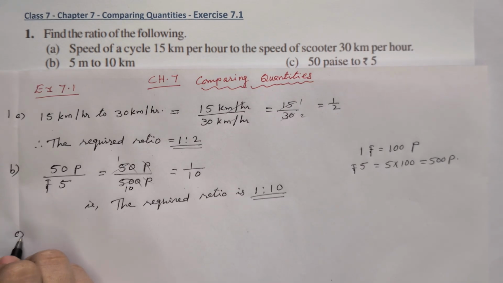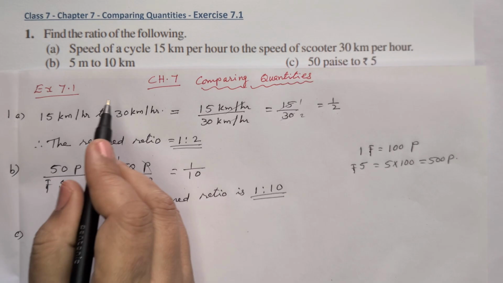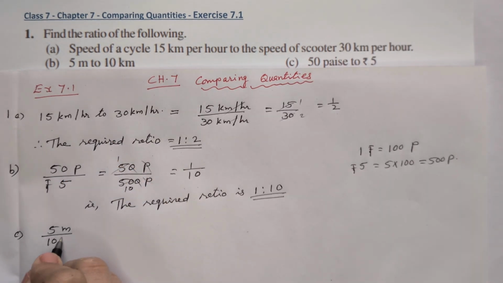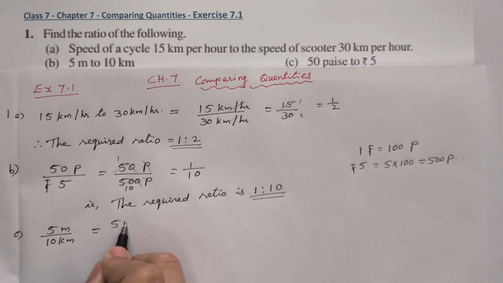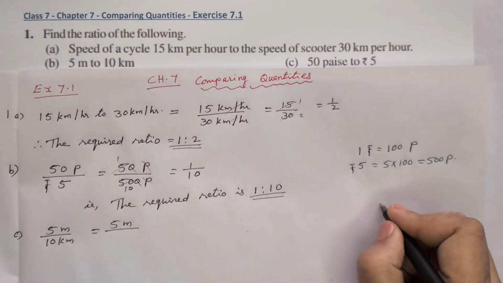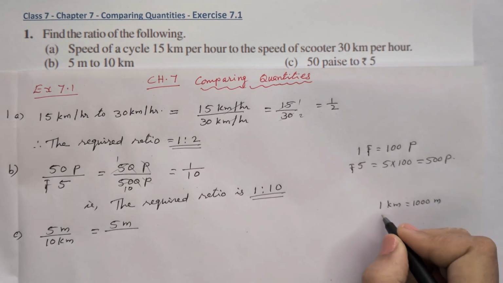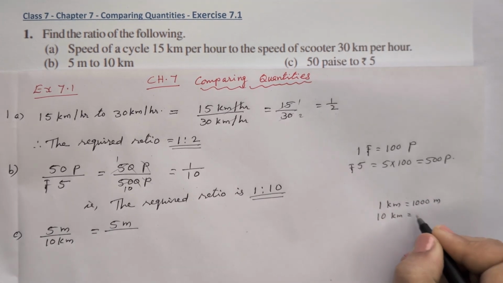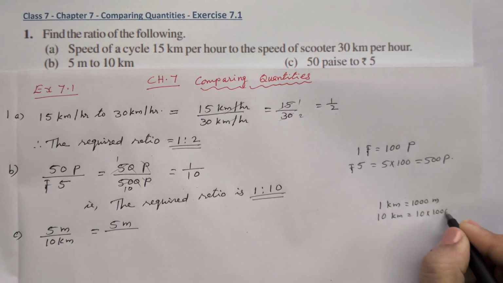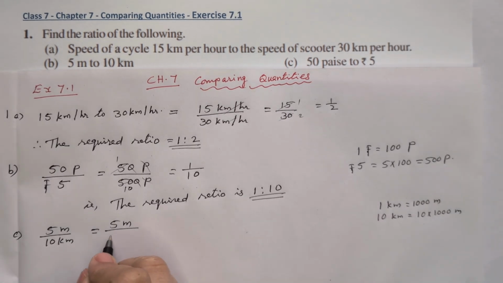Now third one. 5 meter to 10 kilometer. 5 meter to, after 'to' that will come in the denominator, 10 kilometer. Here also units are different. One is in meter, the other one is in kilometer. So we have to convert to make the same unit. 1 kilometer is equal to 1000 meter. So 10 kilometer is equal to 10 into 1000 meter. So we can write here 10 into 1000 meter.